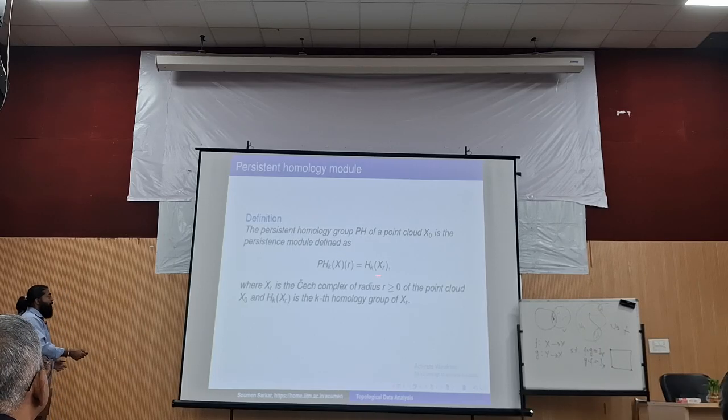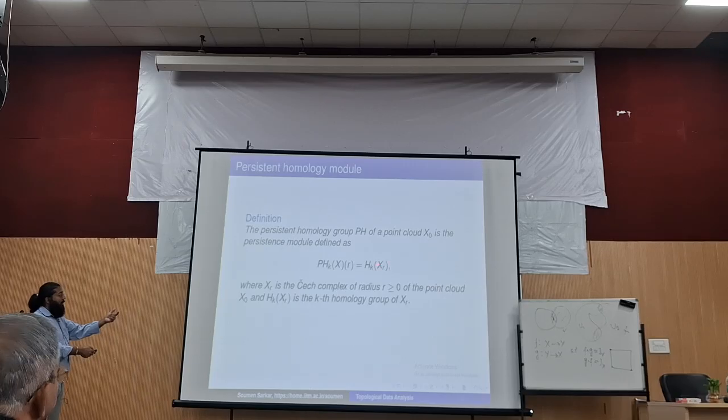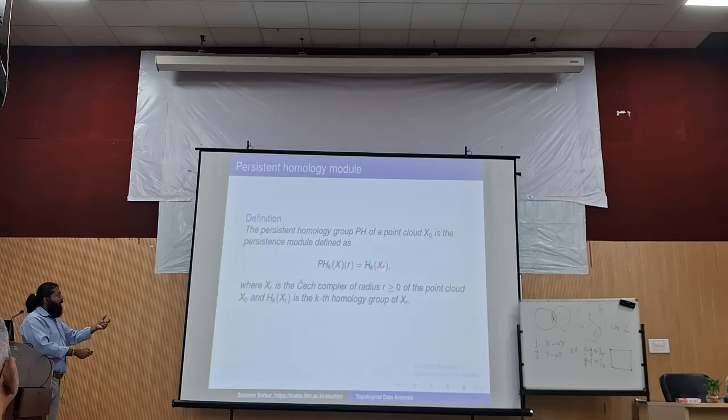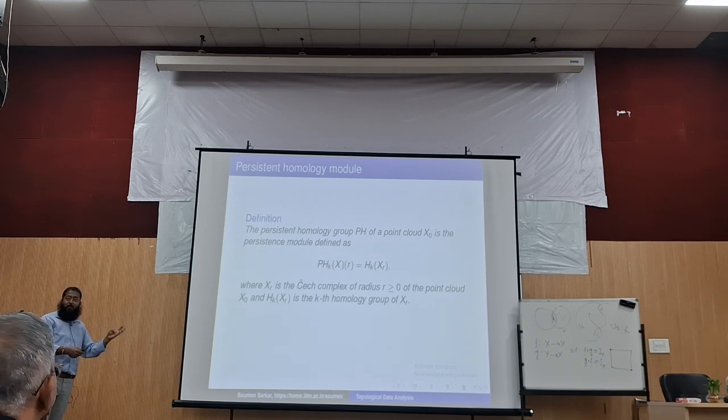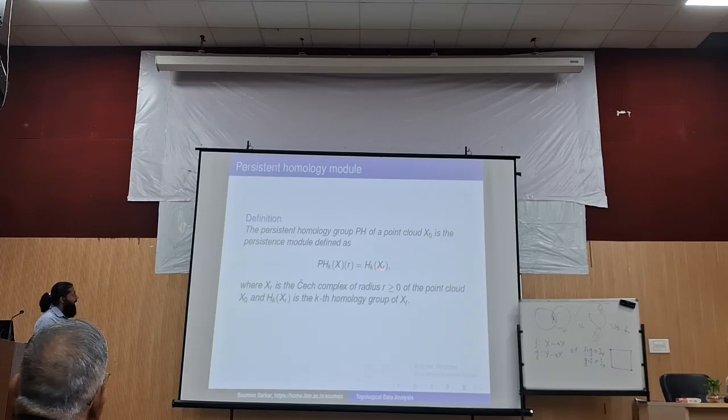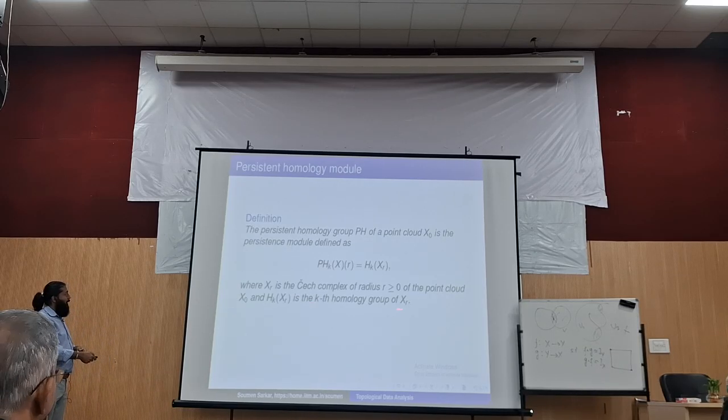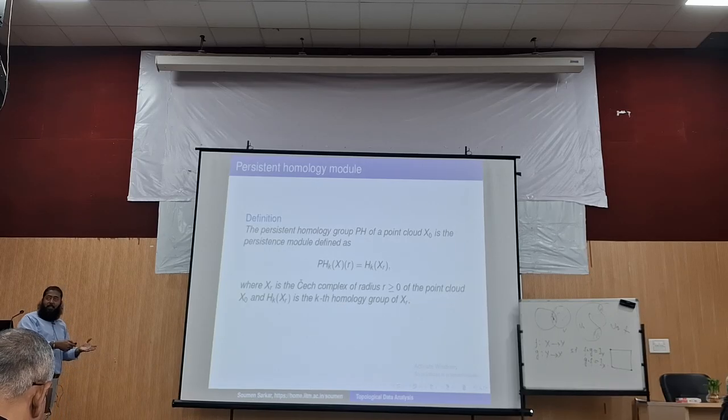Okay, so we have this R stage, so that means this R is epsilon. At the R stage we have this simplicial complex, the Čech complex. If we take the kth homology of that, it is called the kth persistent homology at the R level. So we know the concept of homology, we know the concept of the Čech complex, and we are just defining it. This is the kth homology group of the Čech complex at the R level.